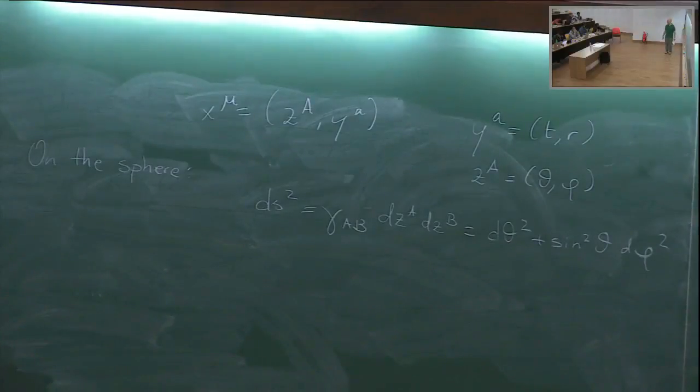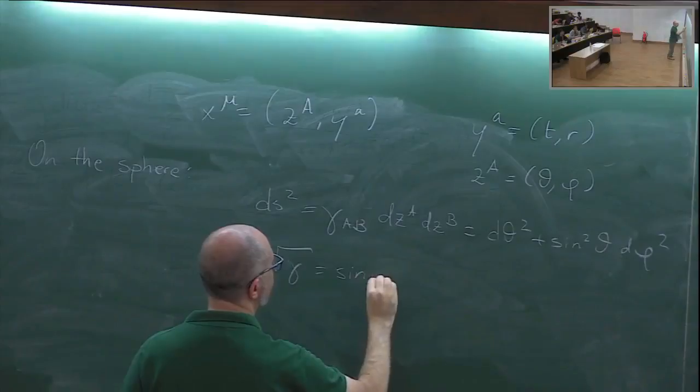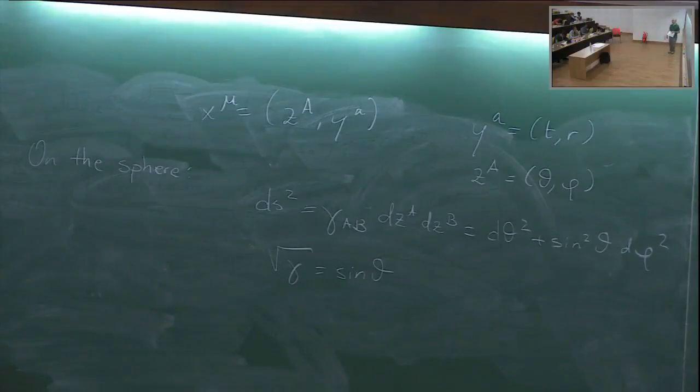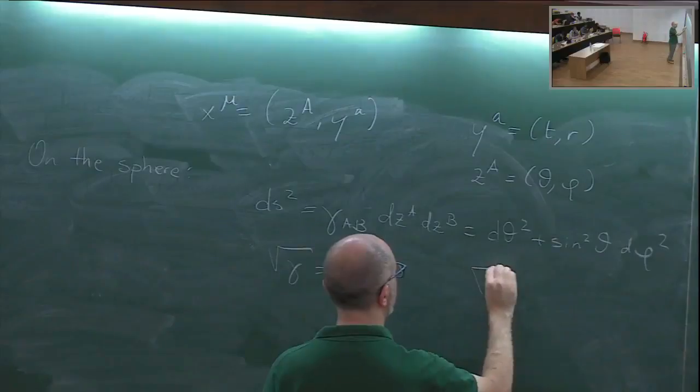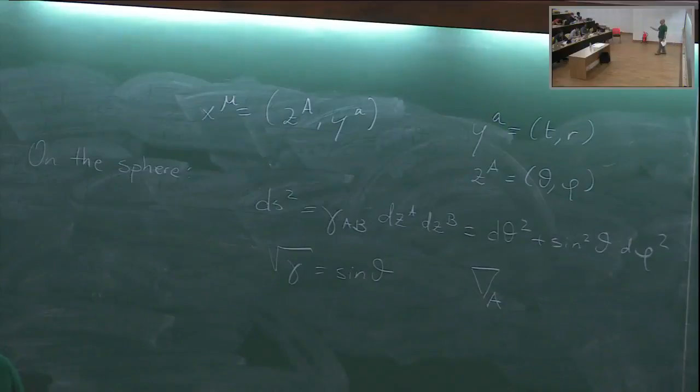So I can introduce, as usual, the determinant of the metric on the sphere. That's going to be square root of gamma, which is nothing but sine theta, right? And I can introduce the covariant derivative on the sphere. If you want to do these calculations in practice, you take the header of one of the Mathematica notebooks that I gave you. Instead of working in 4 dimensions, you work in 2 dimensions. You write this metric instead of, say, the Schwarzschild metric, and then you can do differential geometry in 2 dimensions, right? So we know how to do it.